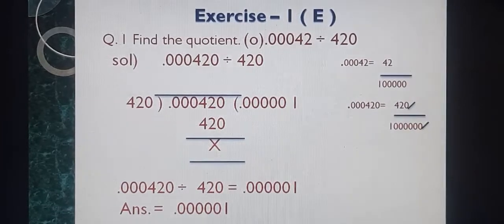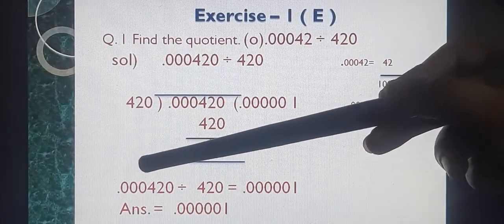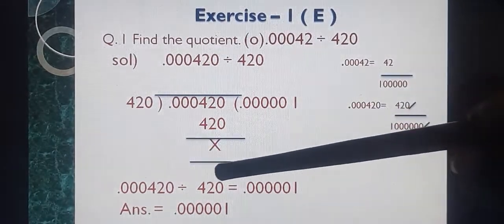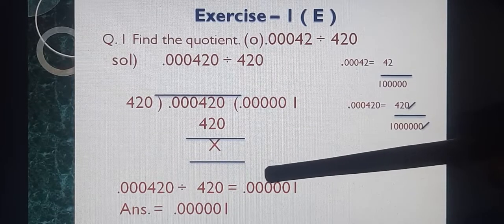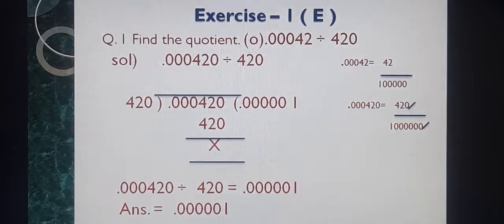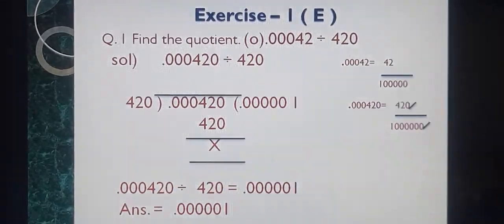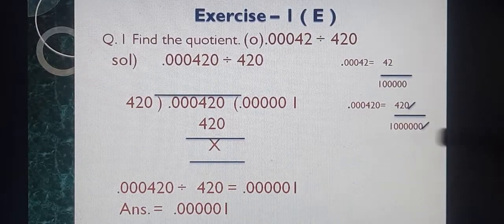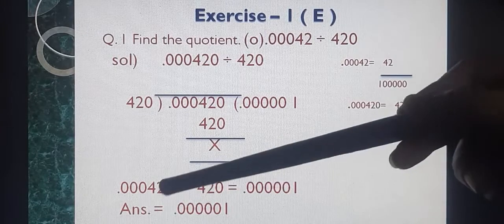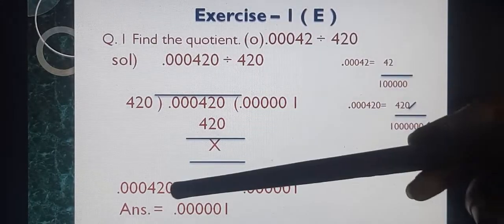And now we will mark decimal here. So our answer has become decimal 000420 divided by 420 is equal to decimal 00001. Now this 0 will be considered when we are finding out the answer having the decimal. Understood? Clear? अब अगर इस 0 को हम consider नहीं करेंगे, then we will get wrong quotient because we have used this 0, so we will count it.